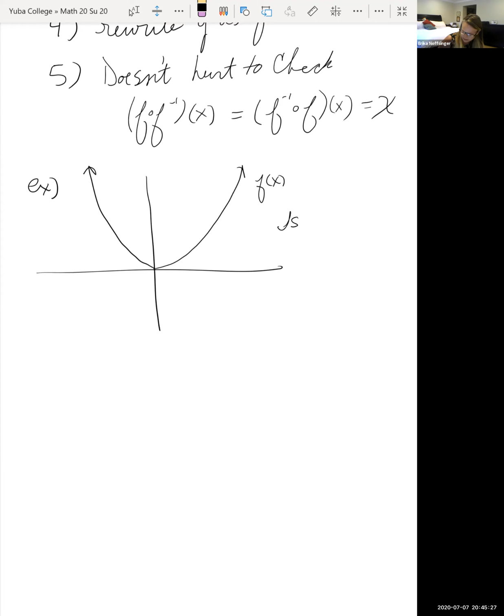So in this case, is f of x one-to-one? Well, in order for it to be one-to-one, it has to pass the horizontal line test. Here's one example where I draw a horizontal line and it's intersecting in more than one spot. And so, no, this is not one-to-one. It fails the horizontal line test.